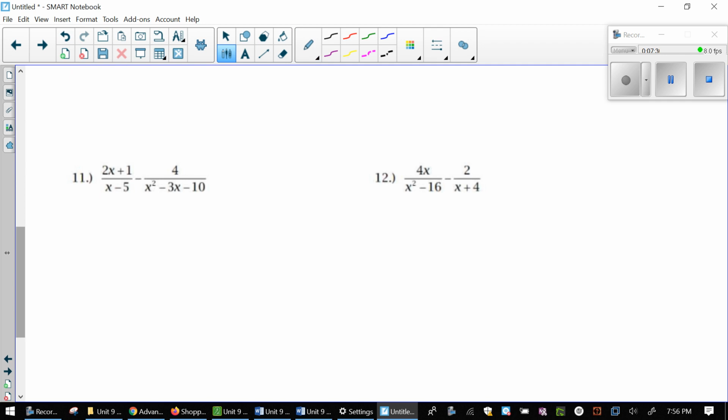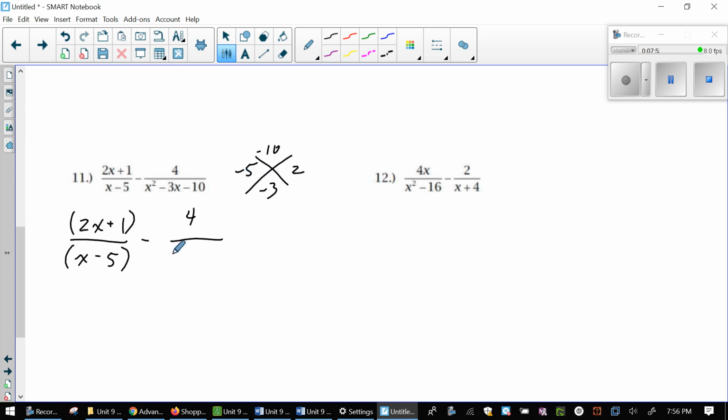11. All right, I got a little bit of factoring work to do, but remember we need a common denominator. Keep that in parentheses. Keep that in parentheses. Remember, when we subtract here, we're going to be subtracting the whole thing. We got to factor that denominator. -10, -3, so it's going to be -5 times 2. And we get x minus 5 and x plus 2.